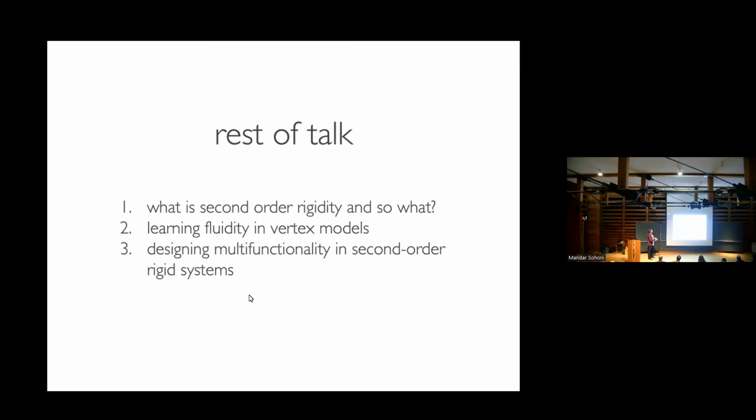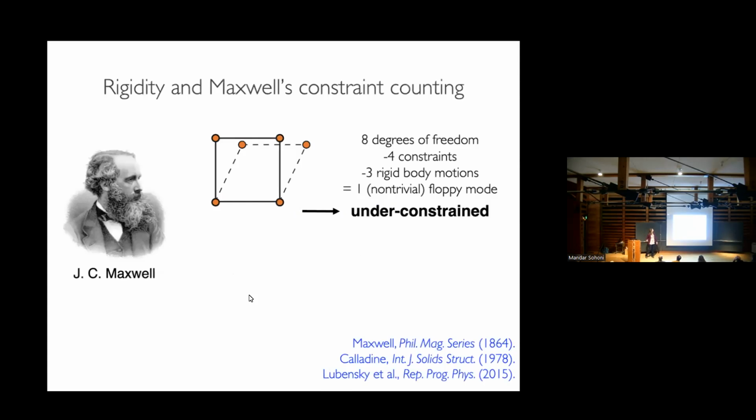The rest of the talk is organized as: what is second order rigidity, and so what? Then I'm going to talk about learning fluidity and models for cellularized biological tissues. And then I'll talk about designing multifunctionality in second order rigid systems, which includes tissues, but other things too. Okay, so what am I talking about? What is second order rigidity?